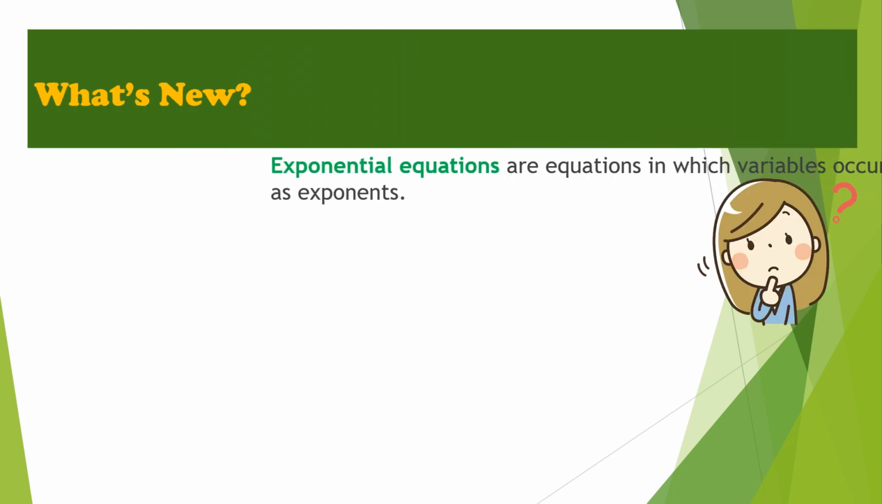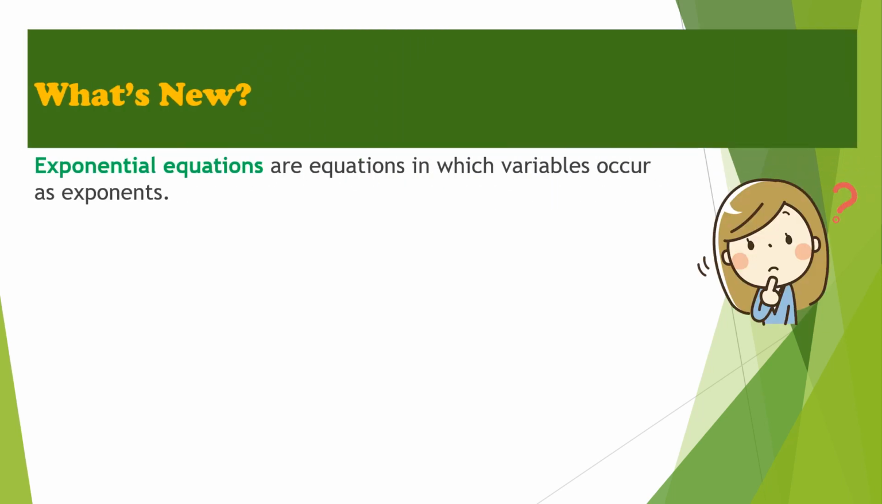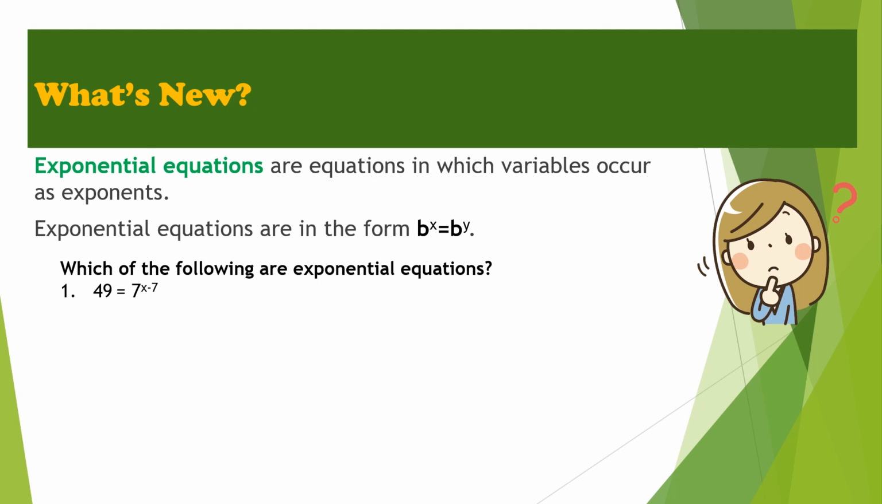What's new? Exponential equations are equations in which variables occur as exponents. Exponential equations are in the form b raised to x is equal to b raised to y. Which of the following are exponential equations? Number 1. 49 is equal to 7 raised to x minus 7.